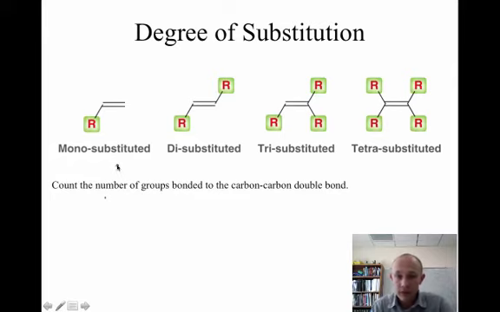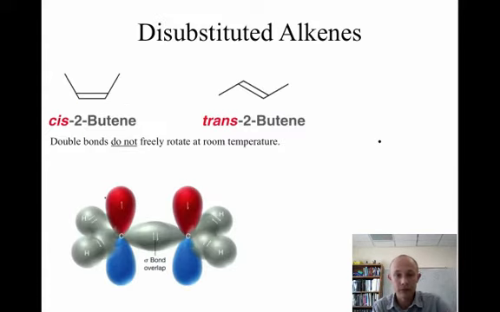Okay, so there's 4 different kinds of alkenes that I'd like you to be familiar with that differ essentially by the number of groups that are bonded to the carbon-carbon double bond. Hydrogen doesn't count. So if you have one group and 3 hydrogens, this is called a monosubstituted, disubstituted, trisubstituted, or tetrasubstituted alkene. So you just want to count the number of groups bonded to the carbon-carbon double bond to get a good idea of whether it's mono-, di-, tri-, or tetra-substituted. And the substitution is going to help us determine stability and other properties of these kinds of compounds.